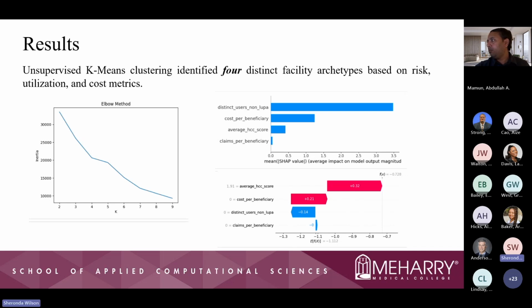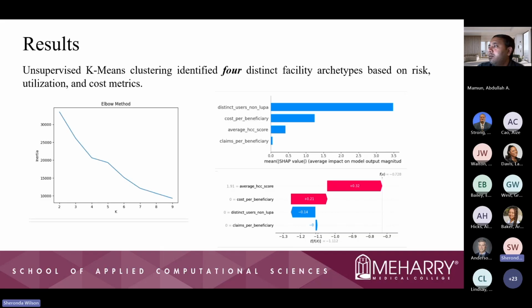This is important because machine learning alone tells us what may happen, but SHAP tells us why it's happening. For example, the high patient volume increased predicted cost risk, and the high cost per beneficiary increased the risk, and the higher HCC scores reflected a more medically complex population.